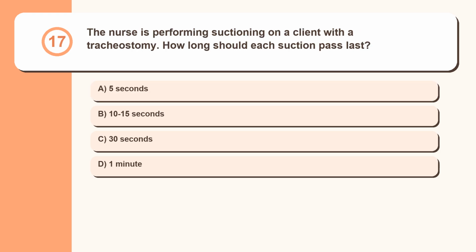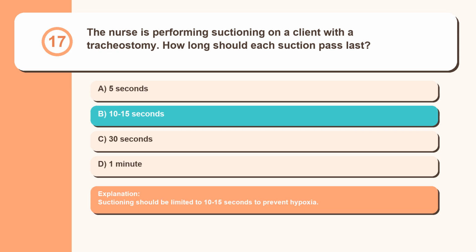Question 17. The nurse is performing suctioning on a client with a tracheostomy. How long should each suction pass last? 5 seconds, 10 to 15 seconds, 30 seconds, 1 minute. Suctioning should be limited to 10 to 15 seconds to prevent hypoxia.